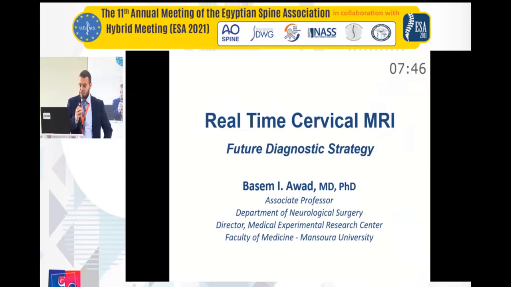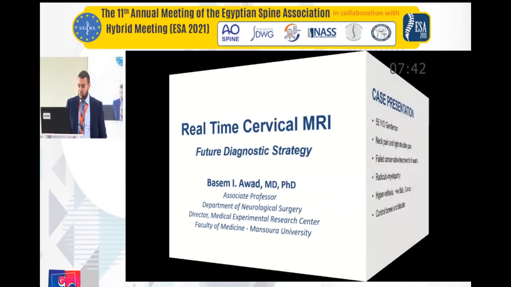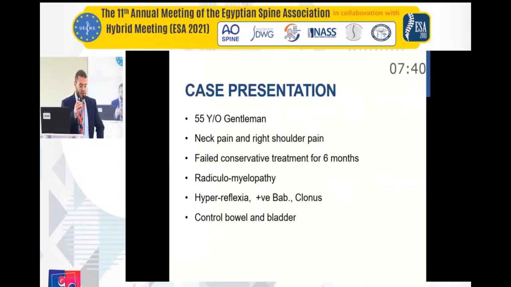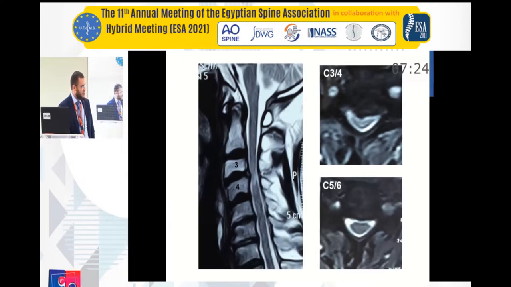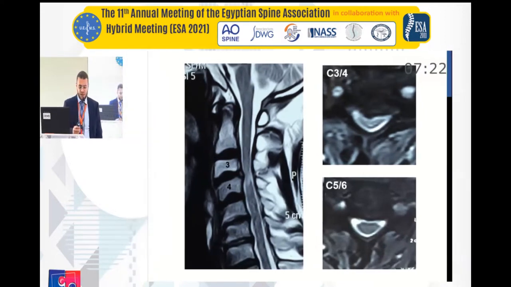So I would like to talk about real-time cervical MRI. This is a 55-year-old gentleman complaining of cervical radiculomyelopathy. You can see this is the MRI. It's very clear this patient has a C3-4 disc prolapse with cord signal changes, and definitely this patient was prepared for ACDF at this single level, C3-4.